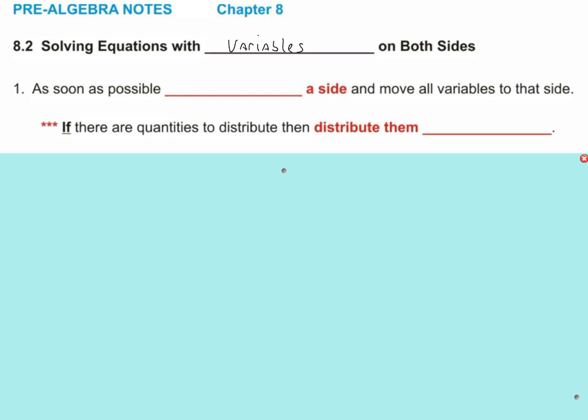So, as soon as possible, and there's no other way to say that, the way the original problem is, whether it's less complicated or more complicated, determines when it's possible. So that's why the best thing I can say is as soon as possible. And I'll show you some problems to begin to give you a feel of when it's possible. But as soon as possible, choose a side and move all variables to that side.